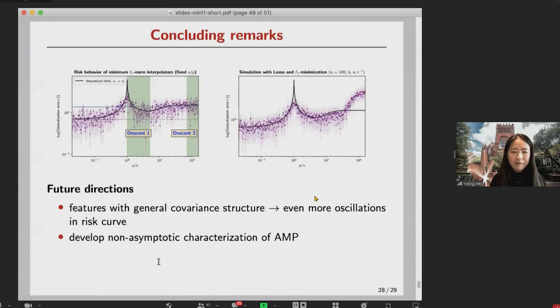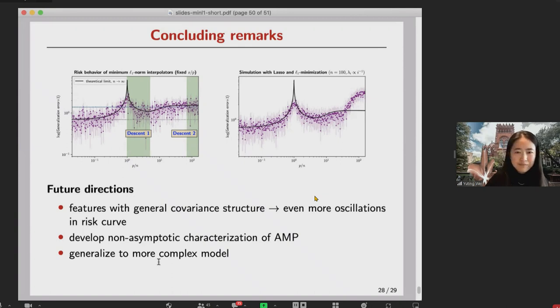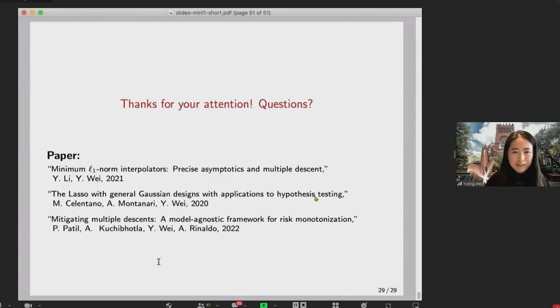And also, the theory developed in this work is mainly asymptotic. So can we develop a non-asymptotic characterization of AMP? And lastly, can we generalize this theory to more complicated models, to better explain the performance of neural networks? Okay, so with that, I conclude my talk. Thank you for your attention.